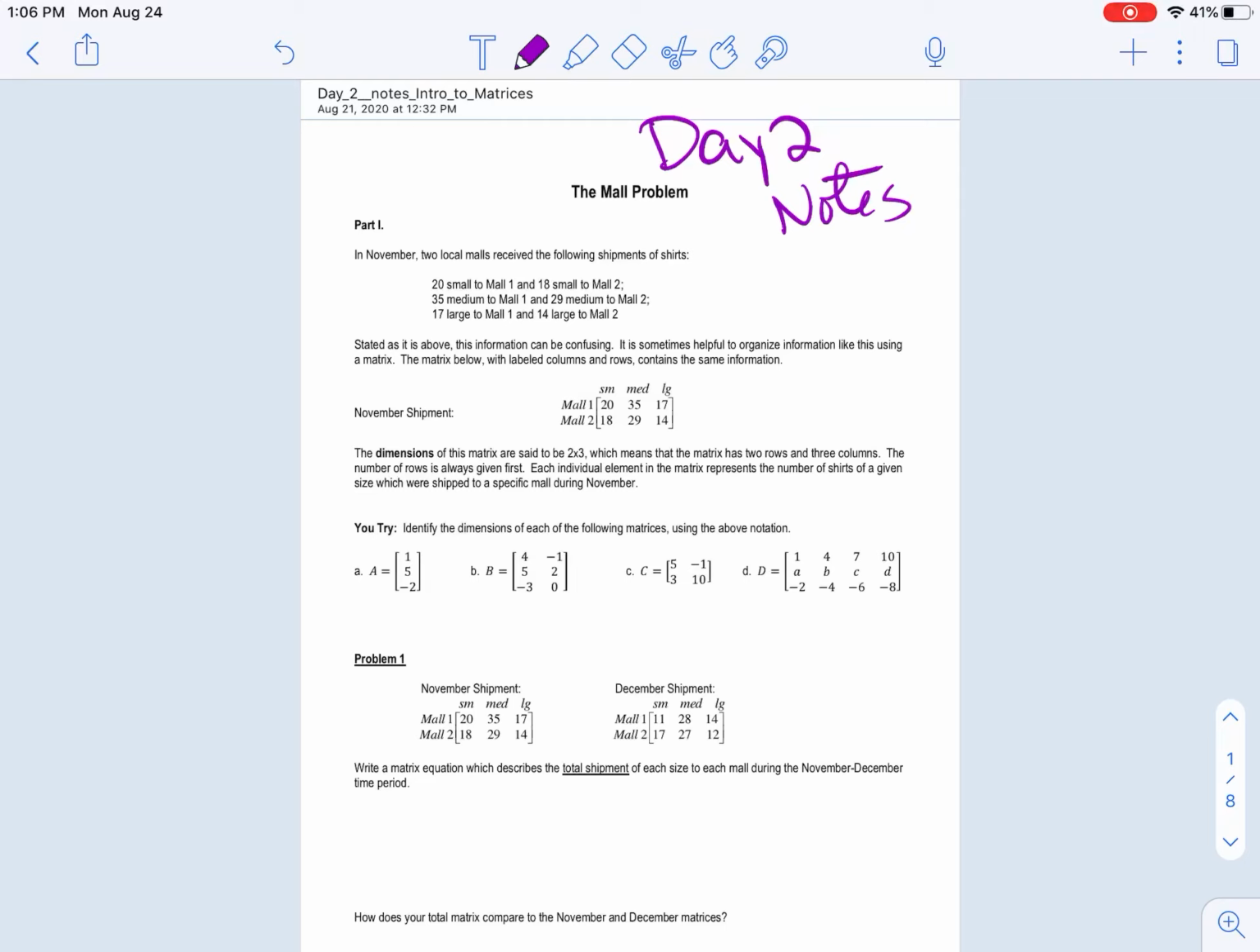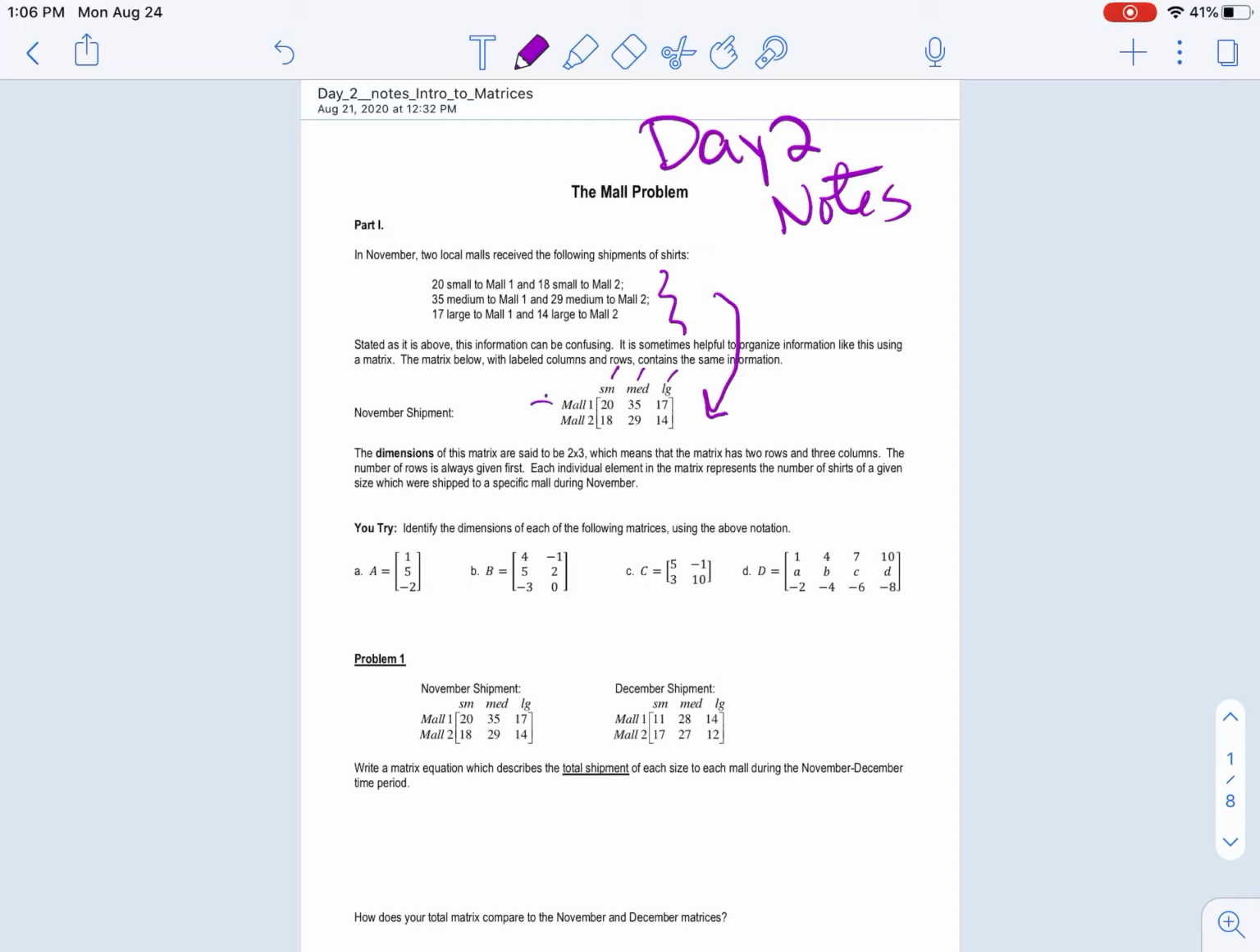So in November, 2 local malls received the following shipments of shirts. 20 smalls to Mall 1, 18 smalls to Mall 2, and so on. When you read through this, it's like, oh my gosh, what am I going to do with all this information? So instead of writing it this way, I took it and put it in a little box down here and organized it. So I have small, medium, and larges.